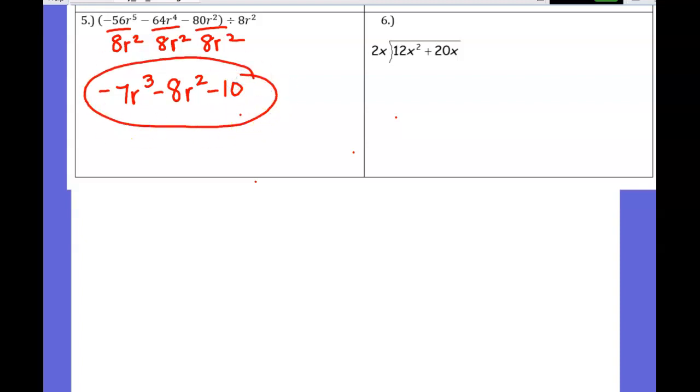Number 6 looks different, but it's just like division that we used to do, kind of old-fashioned long division. But I'm still going to, 2x is my divisor, so I'm just going to take each term and divide by 2x. 12x squared divided by 2x is 6x, and 20x divided by 2x is 10.